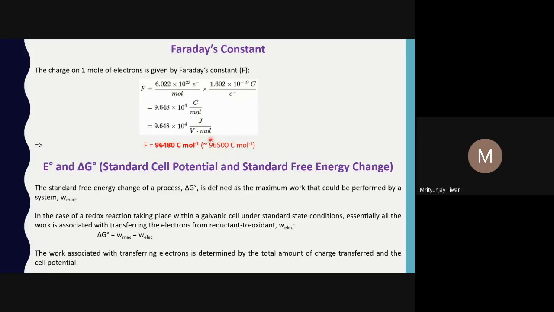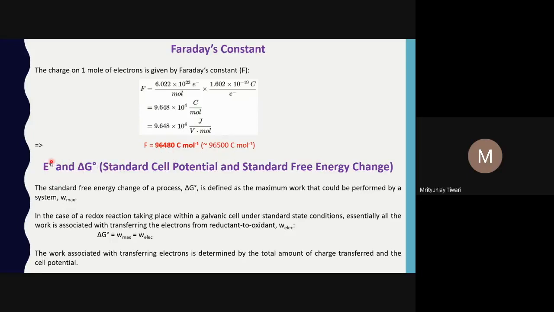This is Faraday's constant. What is this? This is the charge of 1 mole of electrons, the magnitude of charge of 1 mole of electrons. If I have to calculate the exact charge on 1 mole of electrons, it will be with the minus sign, minus 96480 coulomb per mole. This thing you should remember.